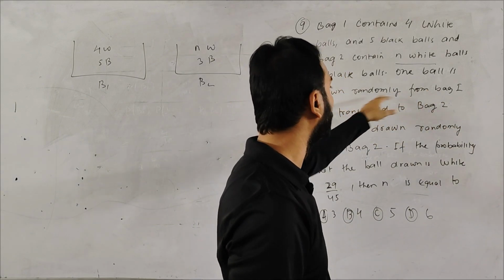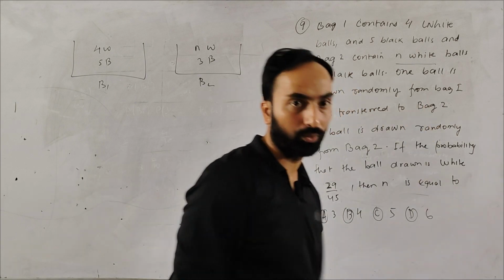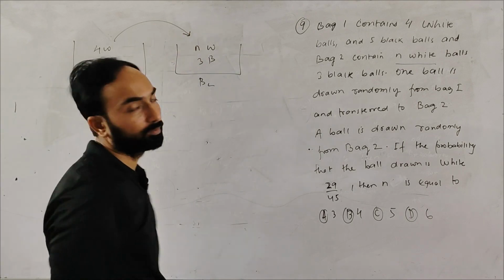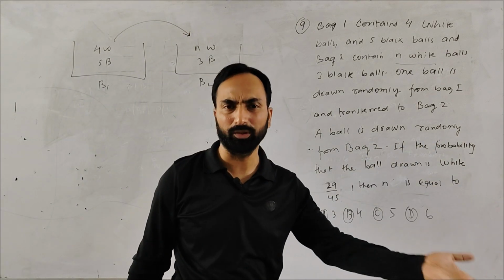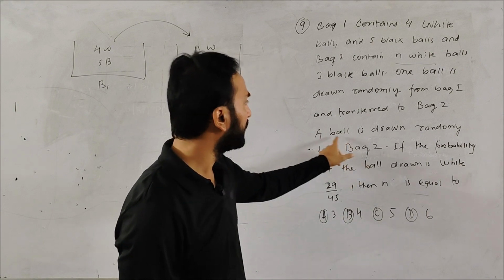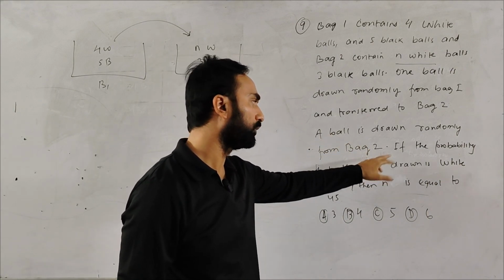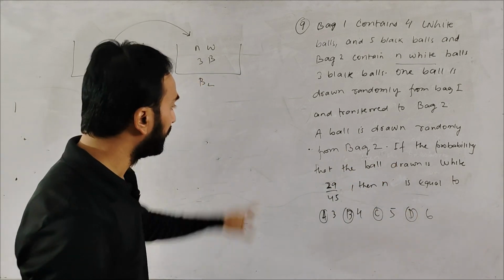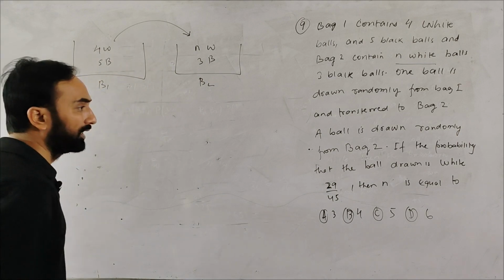Then one ball is transferred from bag 1 to bag 2. Let's suppose we have transferred one ball. It may be either white or black, we don't know, correct? A ball is drawn randomly from bag 2, and we want the probability that the ball drawn is white. So how can we write this?